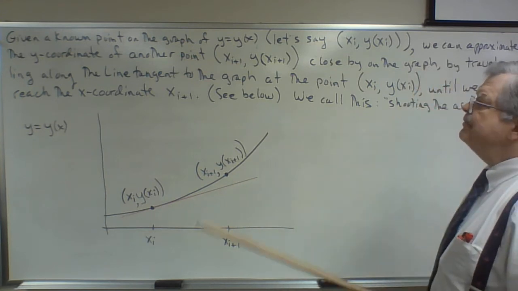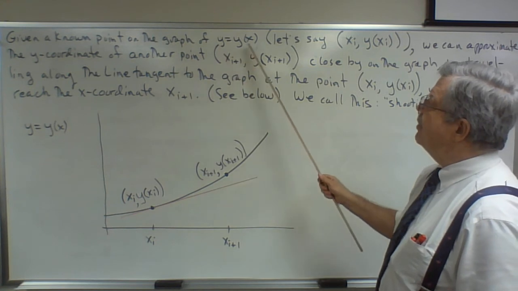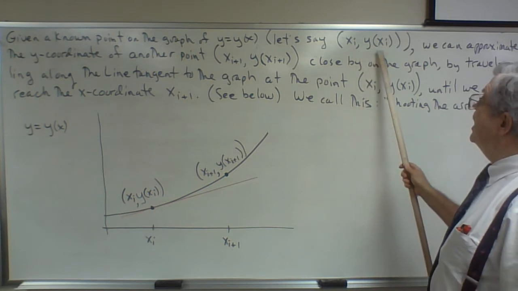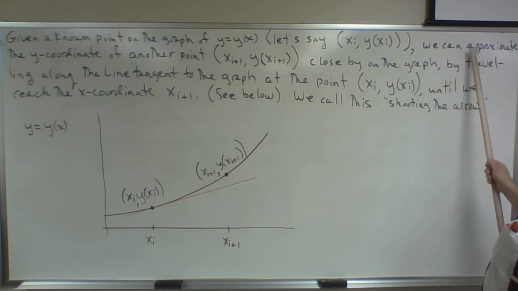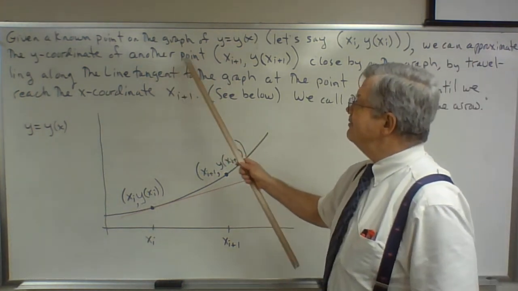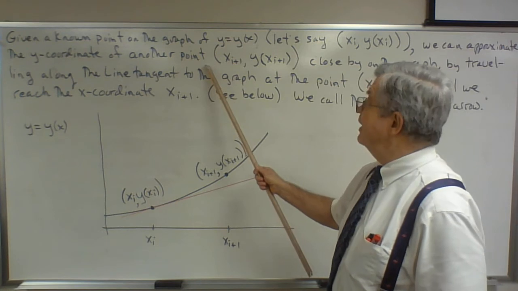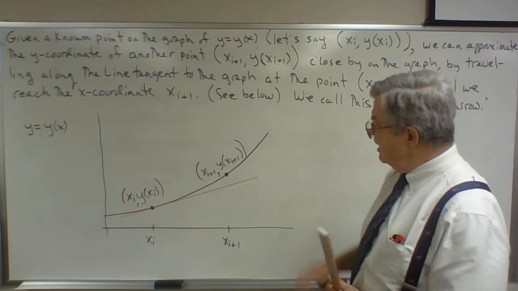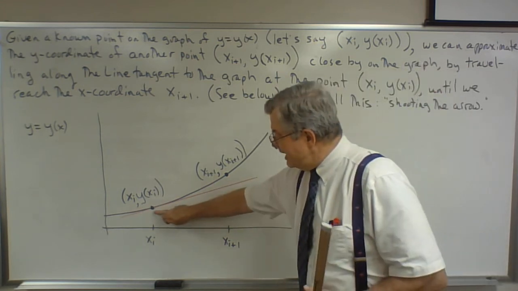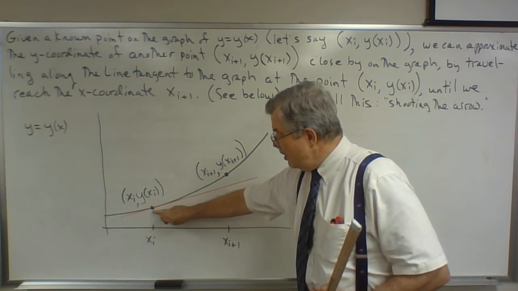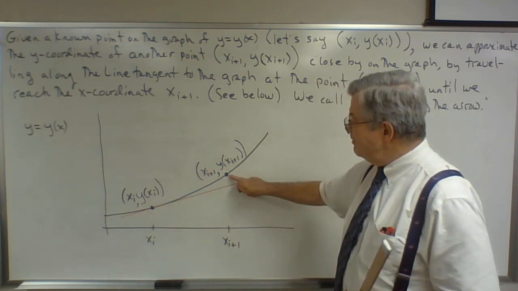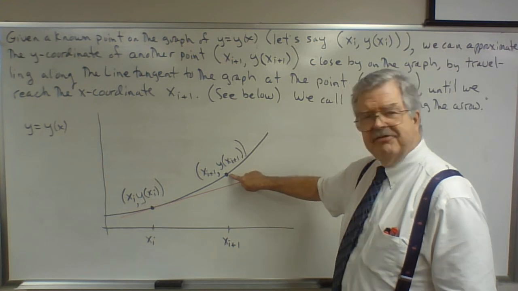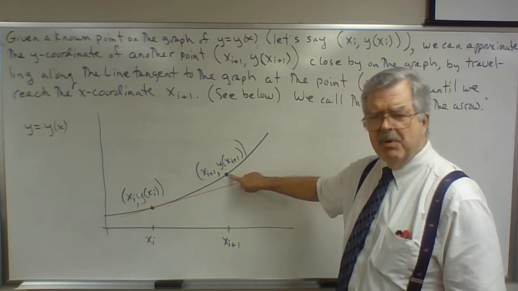So let's do this again. Given a known point on the graph of y equals y of x, and let's say the known point is x sub i, y evaluated at x sub i, we can approximate the y coordinate of another point, a neighboring point, x sub i plus 1 and y evaluated at x sub i plus 1. Here it is down here. Here's x sub i, y evaluated at x sub i, the known point. Here's x sub i plus 1, y evaluated at x sub i plus 1. And we want to approximate the y value of that point.